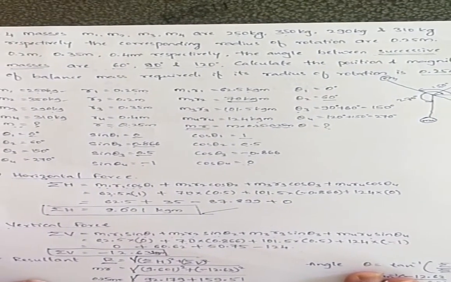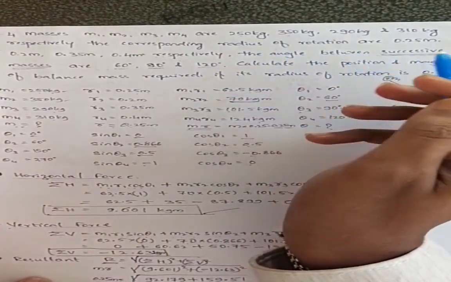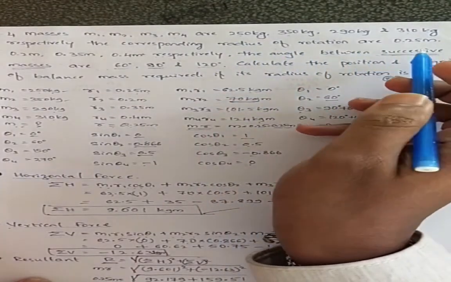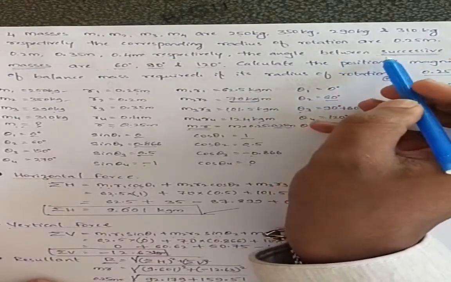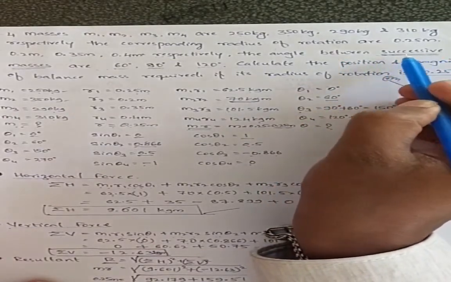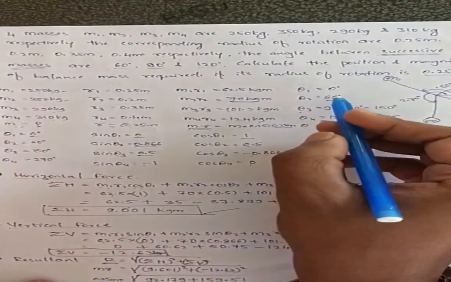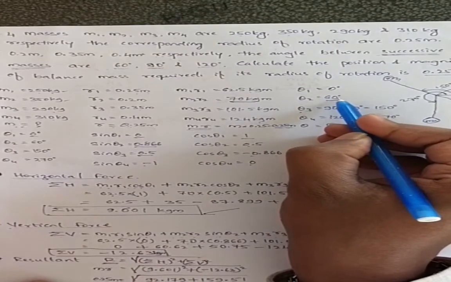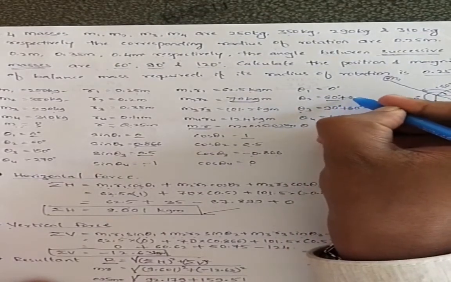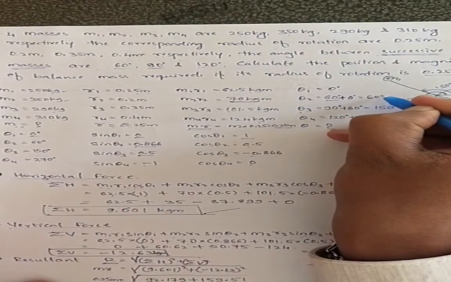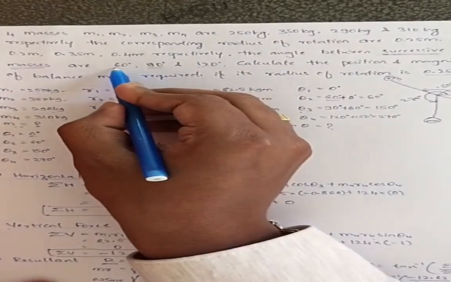So in this problem we have discussed four masses M1, M2, M3 and M4 which are rotating at different radii R1, R2, R3 and R4 at angles, here in this problem it is given as successive angles. Successive angle means you have to add the previous angle. Okay, see here, 60 plus previous angle we have added, so it is getting 60 degrees. So similarly, whatever angle is given, you have to add the previous.